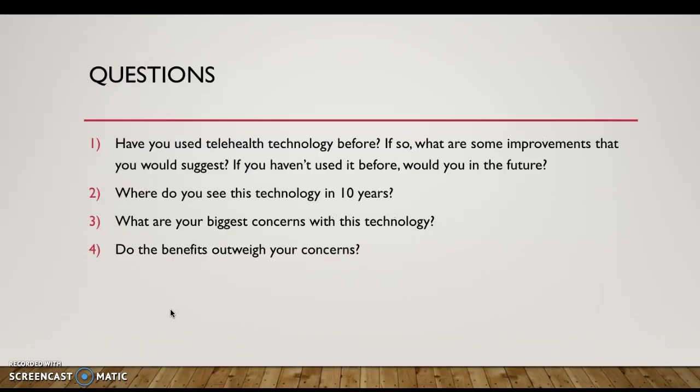So some questions for you. One, have you used telehealth technology before? If so, what are some improvements that you would suggest? If you haven't used it before, would you in the future? Where do you see this technology in 10 years? What are your biggest concerns with this technology? And do the benefits outweigh your concerns?